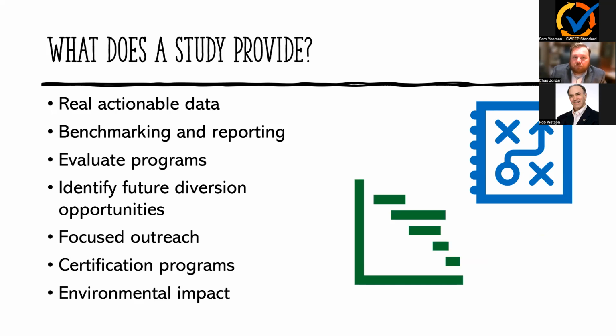Maybe your waste characterization shows that we see in most places around 20% food waste. Well, that may be a diversion opportunity to research and how would we process that and get that out of the stream. It helps you to focus your outreach. It would help you with certification programs like here with the SWEEP standard. And again, as with anything with solid waste, the more you remove things from our landfill, divert and develop good practices there, you have a positive environmental impact.